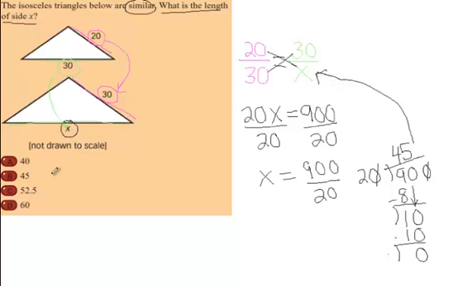I go back and look at my answer choices. I did not get 40. I did get 45. I did not get 52.5. And I did not get 60. Bottom line here: when you make your proportions for your similar triangles, please be careful. If you start here and go to there, you have to do the same thing when you do another side of the triangle.